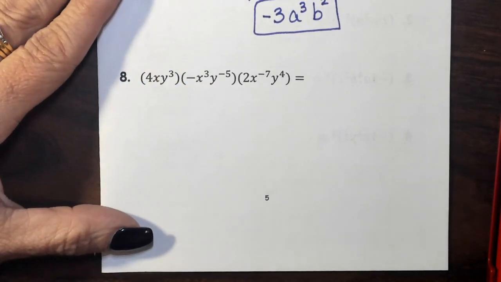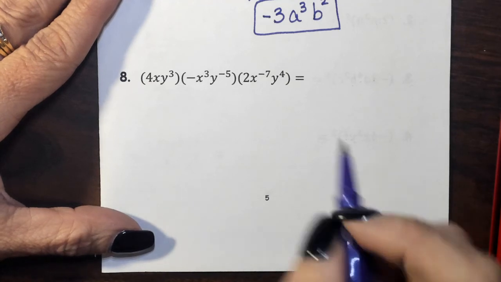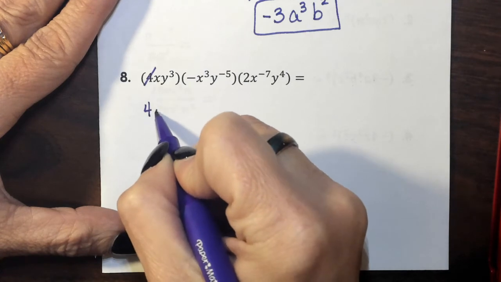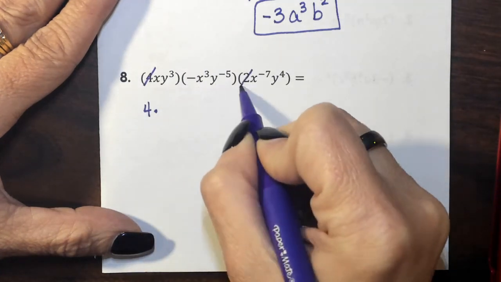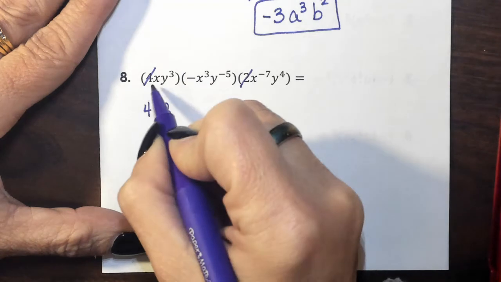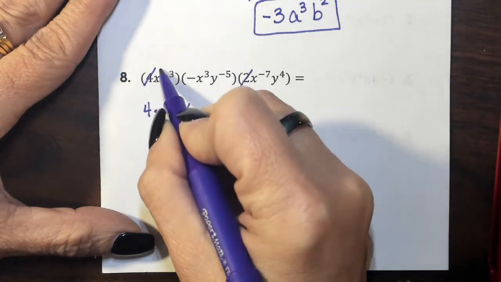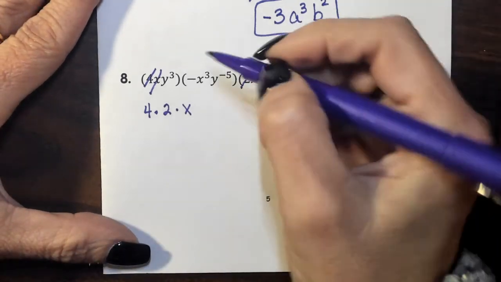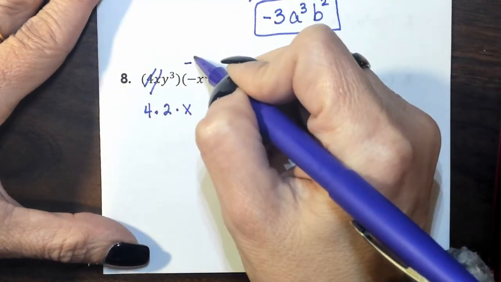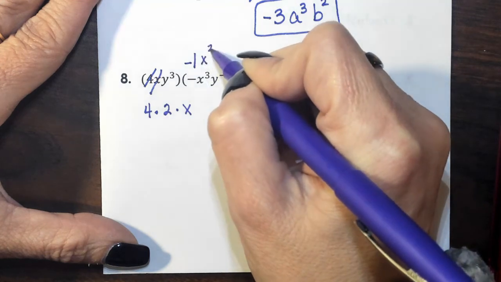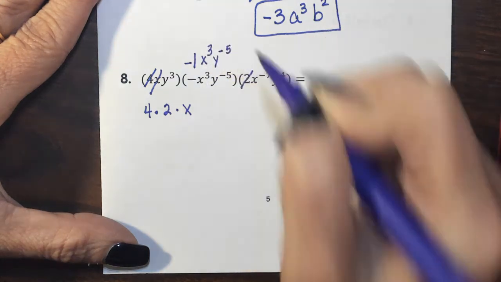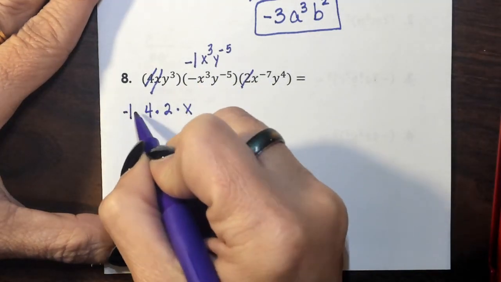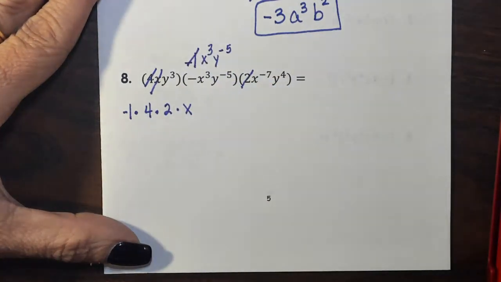I'm going to tell you, put the numbers first, and then we're going to write it all out. So I'm going to cross off as I do it. 4 times, I'm going to look for numbers, 2. I've got an x, and I'm going to mark it off. Oh, you know what? Oh, this is tricky. This right here is negative 1 x to the 3rd y to the negative 5. I missed that. So I'm going to put that negative. It doesn't matter where. I'm going to put negative 1 in the front because I missed it. I'm going to mark him off.